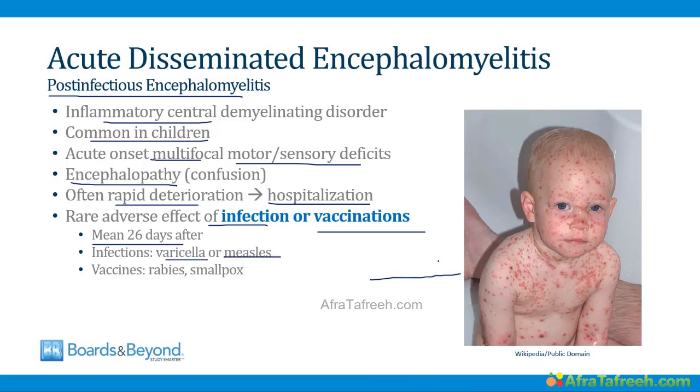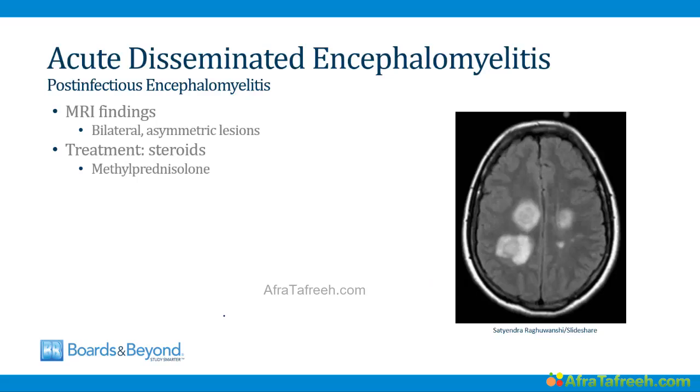This is a child with chickenpox, which is varicella infection shown on the screen here. These infections are uncommon today because of immunizations, but before the era of immunizations, children who had measles or chickenpox often developed this disorder several weeks later. In terms of vaccines, it's been reported as following vaccination for rabies and smallpox in some patients. The main way you're going to recognize this condition in a board question is by the history. It's going to be a child who had some type of infection or vaccination a few weeks ago.